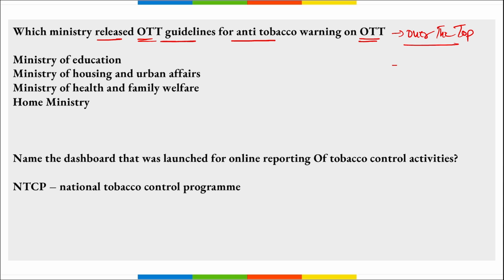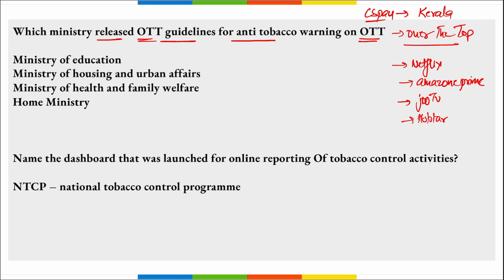What are the examples of OTT, such as your Netflix, Amazon Prime, right? Then comes your Jio TV, right? Then Hotstar. These are some examples. And the first state to launch its own OTT platform by the name C Space was Kerala, right? So the question asked here is, which ministry released the OTT guidelines for anti-tobacco warnings, right?